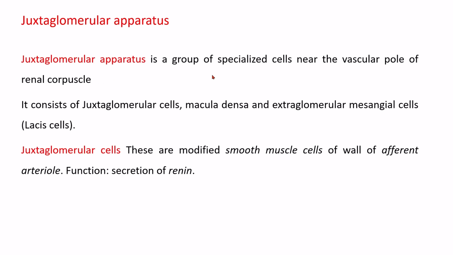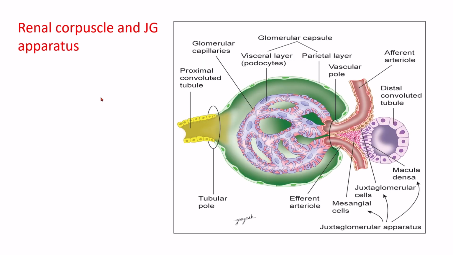So the juxtaglomerular apparatus is a group of specialized cells near the vascular pole of the renal corpuscle. It consists of juxtaglomerular cells, which are the modified smooth muscle cells in the afferent arteriole, macula densa, which are the modified columnar cells in the distal convoluted tubule, and the extraglomerular mesangial cells, otherwise called Lacis cells. So juxtaglomerular cells are the modified smooth muscle cells of the wall of the afferent arteriole. They secrete renin. You can see here this is the JG apparatus.